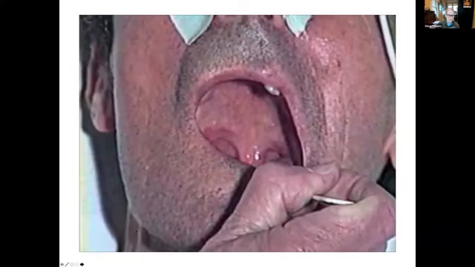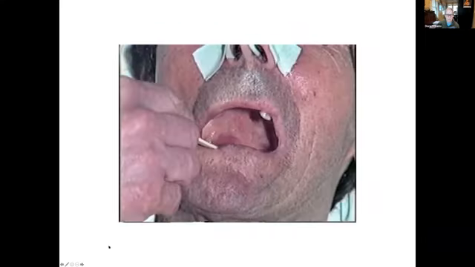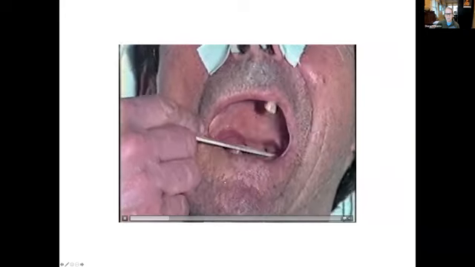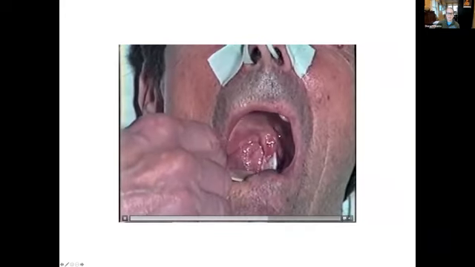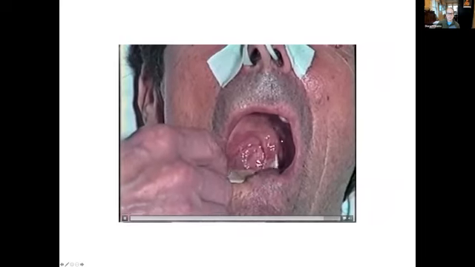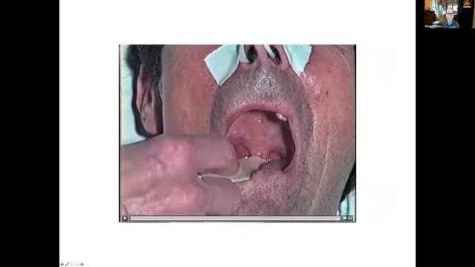And I think the next video, they're doing a gag reflex. So they're touching to see what happens back there. It's a little bit harder to see. Yeah, so I think they're touching over the left. So you can see how the left side is raising up really high, and the uvula is kind of swinging over a little bit to the left.